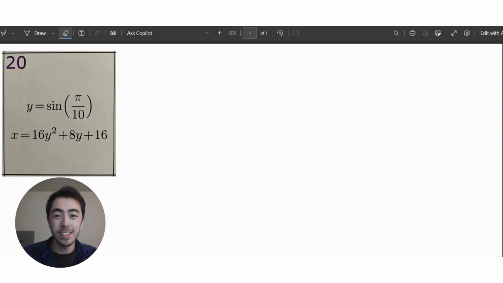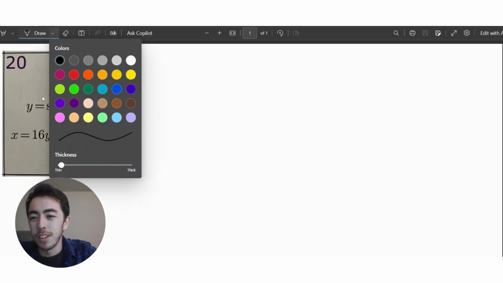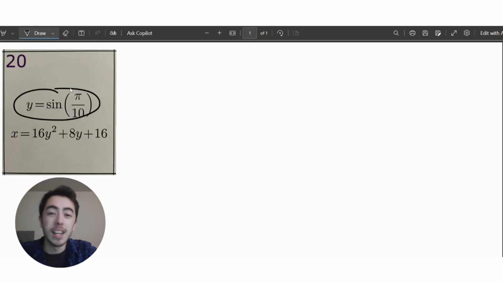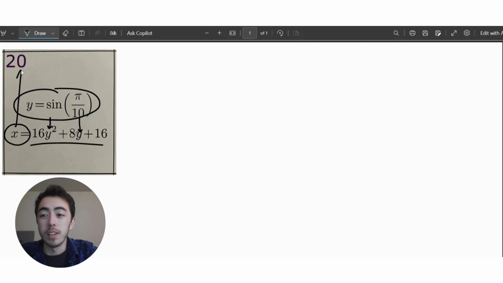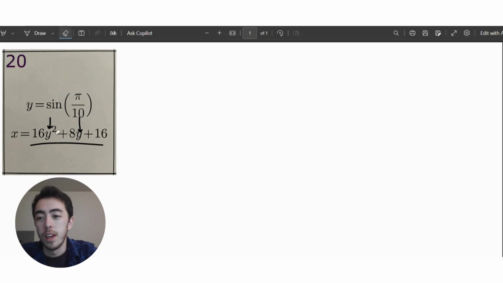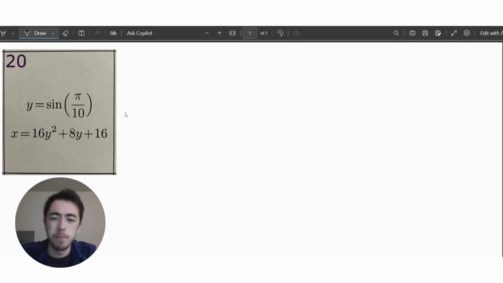And surprisingly, the hard part is just solving for this y. Sine of pi over 10. Why is this so hard? Well, once I get whatever value it is here, all I gotta do is plug it into this fairly easy quadratic. All I'm doing is plugging in a number and doing some arithmetic and solving for x. Apparently, x is 20 today. The hard part, how do we get sine of pi over 10?